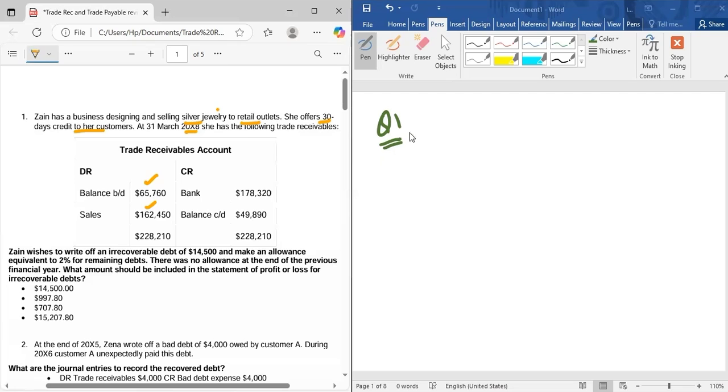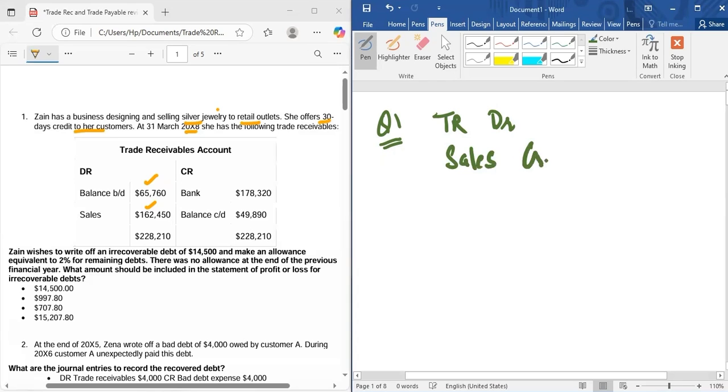All right. So see, what would be the entry? I'm just explaining here to you for the logic. So when she made the sales, the entry would have been trade receivables debit and sales credit, because we know that trade receivables is our asset and assets have debit balance. Okay, so that's why we have increased our trade receivables. Okay, on the debit side it would increase and on the credit side the trade receivables would decrease.